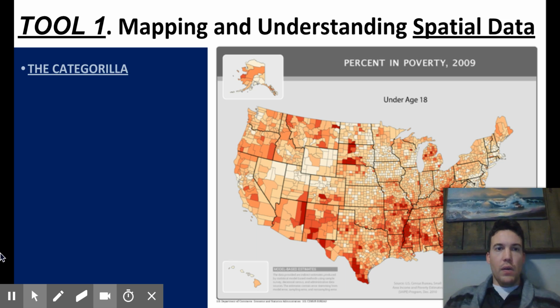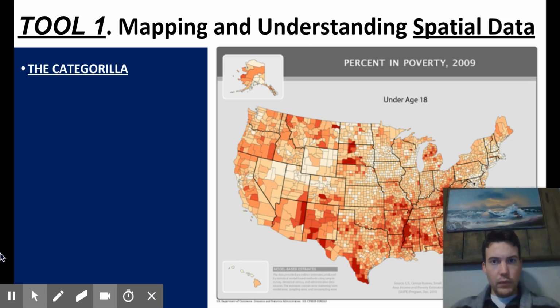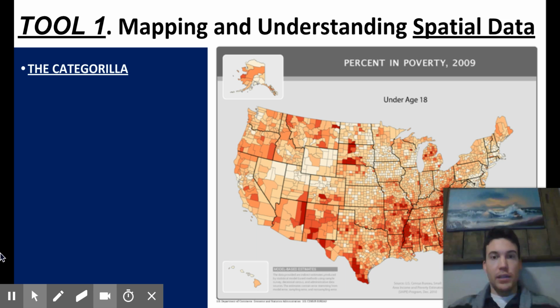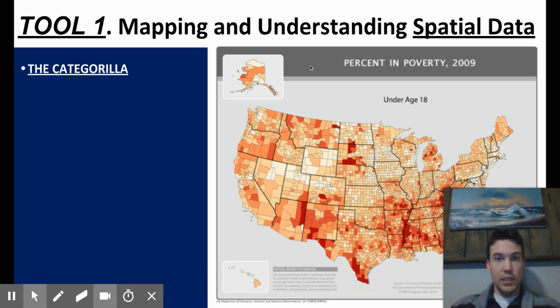So the first tool we have is for mapping and understanding spatial data, and spatial data is any data that we see in space. So notice that this data is information we're getting across a space, and that space in this case is the United States.